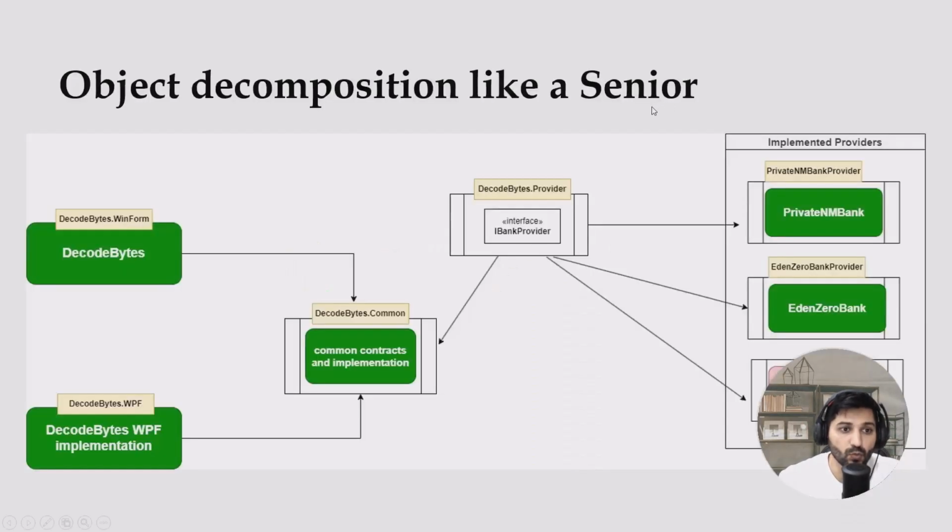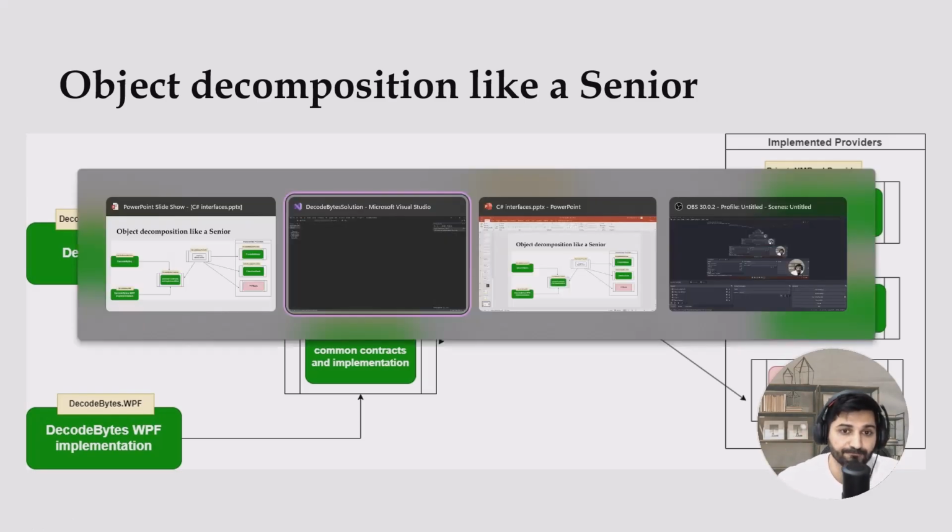In our application, we'll have this type of architecture. We'll have decodebytes Windows Form. It is actually our Windows Form application. The same is applicable for decodebytes WPF. It is our WPF application. We'll have decodebytes.common for the common functionalities for our Windows Form and WPF applications. And the last thing is decodebytes.provider. It is really important. This will contain our contracts for our banks to implement.